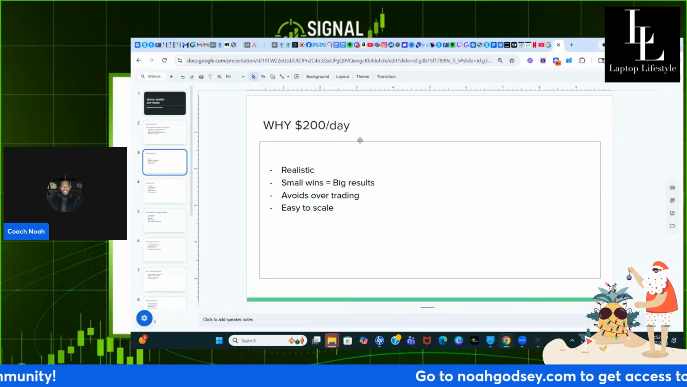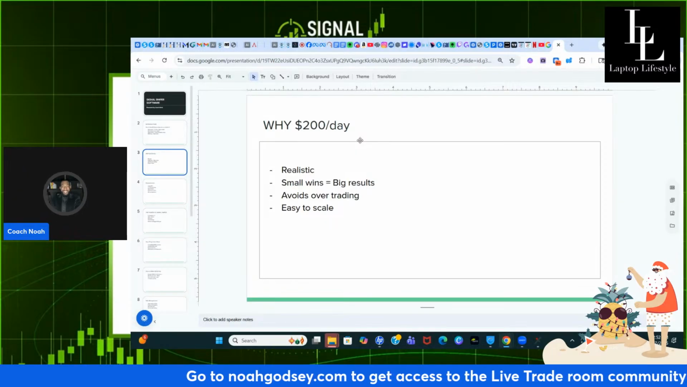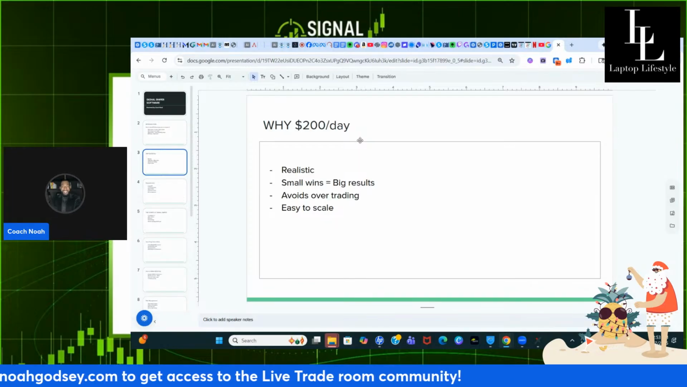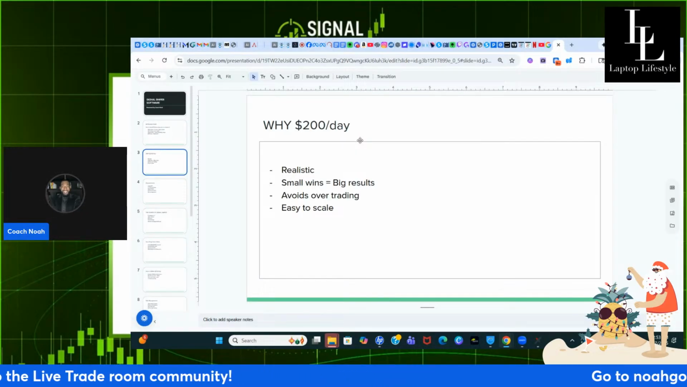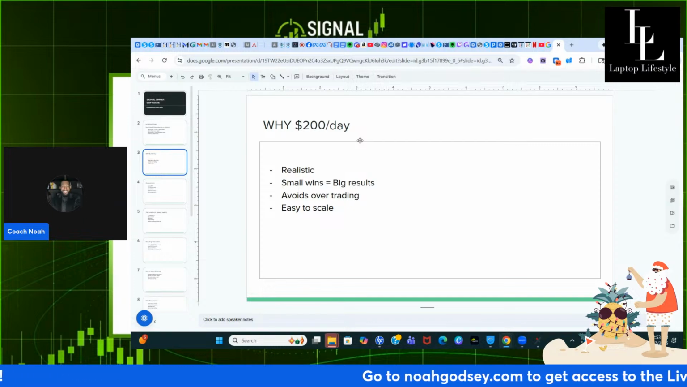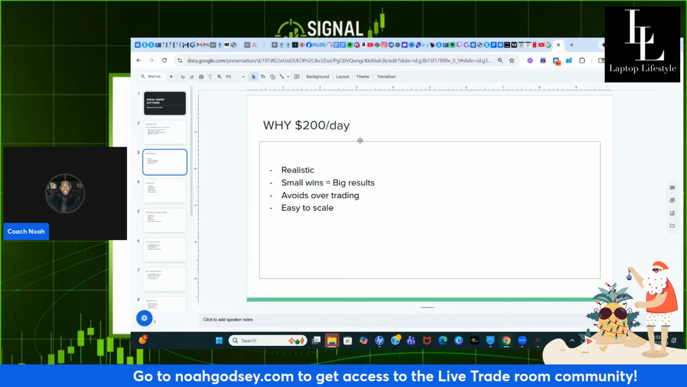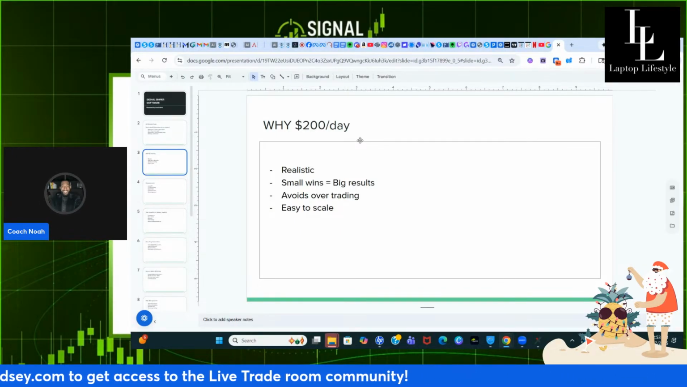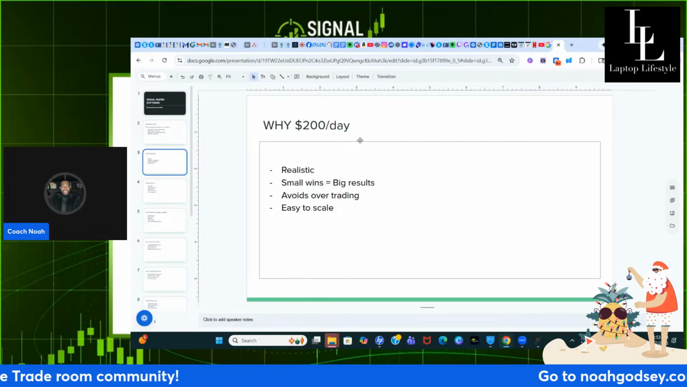So this strategy is about getting small wins throughout the week that end in a big result. We're going to hit $200, $200, $200, and end the week with $1,000. We want to avoid overtrading, and that's why $200 is a good amount. Once we hit our goal, we're done for the day. You don't want to keep overtrading and getting greedy and end up giving back all your profit.